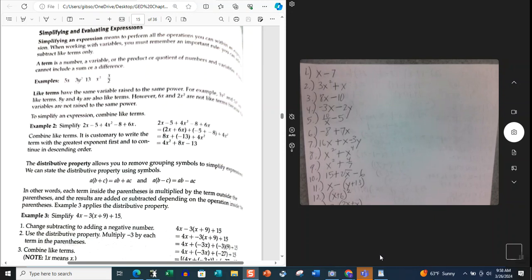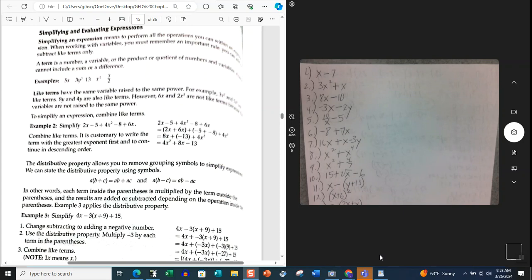Okay, class, we're about to start the second part of lesson 6. It says simplifying and evaluating expressions. Simplifying an expression means to perform all the operations you can within an expression. When working with variables, you must remember an important rule. You can add or subtract like terms only.